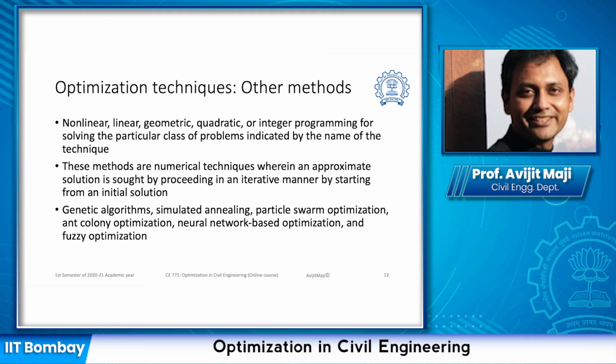Apart from these methods, there are also methods involving genetic algorithm, simulated annealing, particle swarm optimization, ant colony optimization, neural network based optimization, and fuzzy optimization. We may not be able to cover all of this, but if time permits, we'll try to discuss about one or two of the evolutionary algorithms in optimization problem.